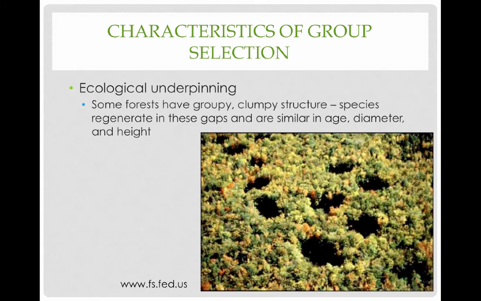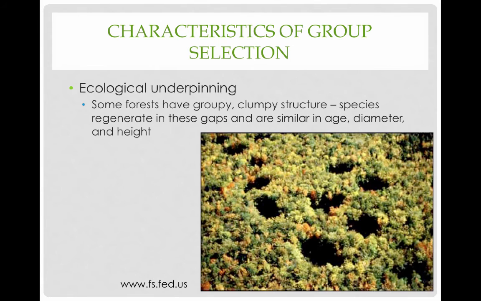The ecological underpinning for this is that some forests have this groupy, clumpy structure. Species regenerate in these gaps, and they're similar in age, diameter, and height. There are disturbances that naturally create these gaps, such as trees falling, insects, and diseases.